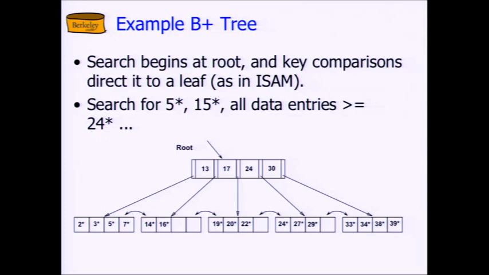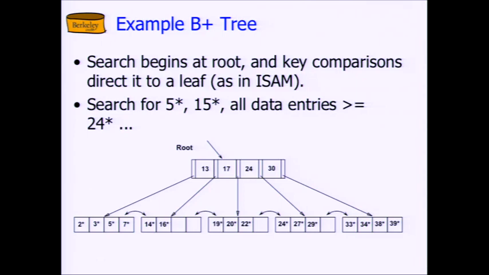Search begins at the root, and key comparison directs us to a leaf. If we want to search for 5, for example, you walk down left of 13, and you find 5. If you want to search for 15, you ask, is it greater than 13? Yes. Is it greater than 17? No. So you walk down here, and in the leaf level there's no 15, so we know the answer is no matches.